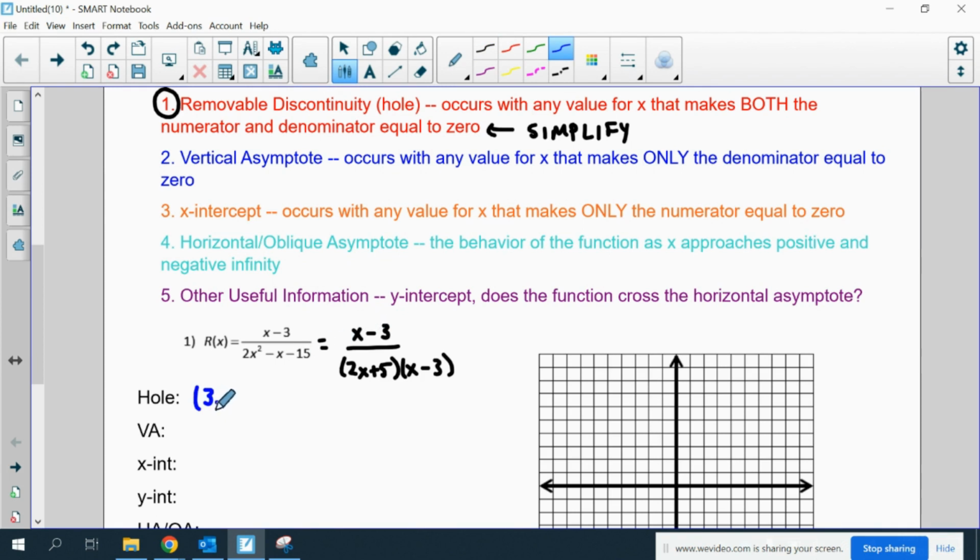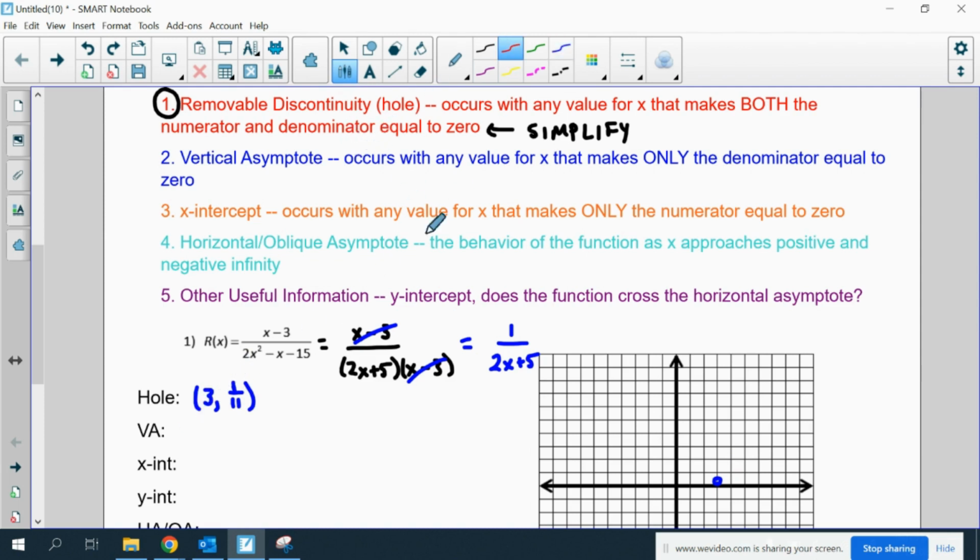And then we actually need to find the y value for that. So what we're going to do is cancel off and reduce the fraction, simplify it by canceling the x minus 3's. And so basically, this function r of x behaves like 1 over 2x plus 5 at every spot except for where x equals 3. When x equals 3, there is a hole or removable discontinuity in the function. So if I substitute 3 into this equation, I get 1 over 11. So at (3, 1/11), there is a hole.